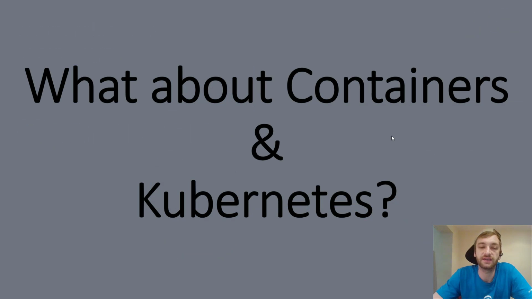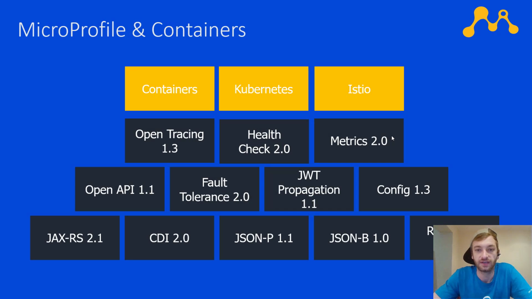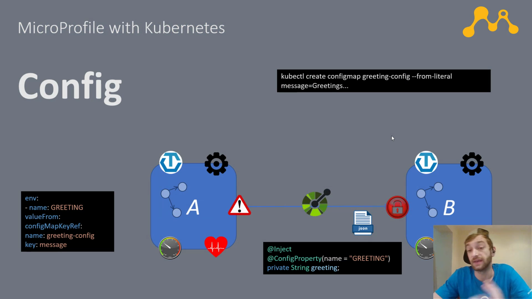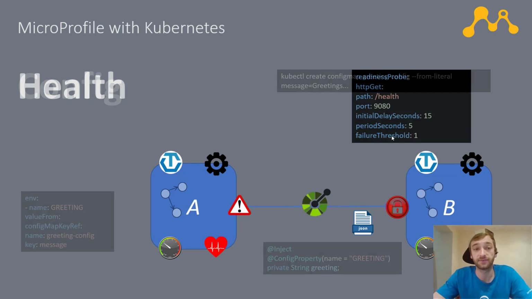So what about containers and Kubernetes? We're not going to talk about Istio today, but we are going to talk about containers and Kubernetes and MicroProfile. For example, what you can do with Kubernetes is you can create config maps. You can do this by just using the kubectl create command, or you can create the config maps in your YAML. And essentially what this allows you to do is inject config from those config maps into your microservice.